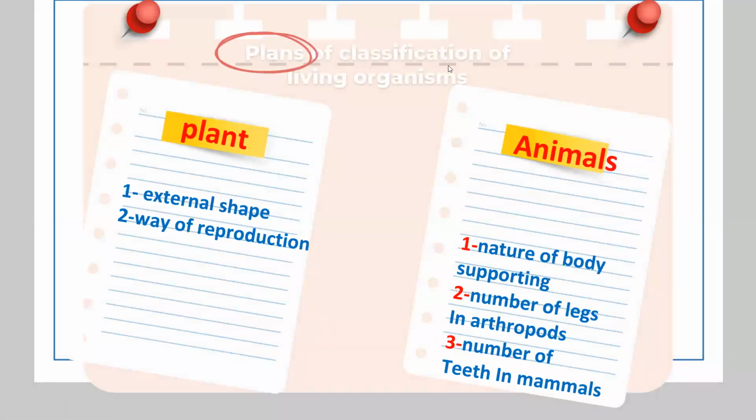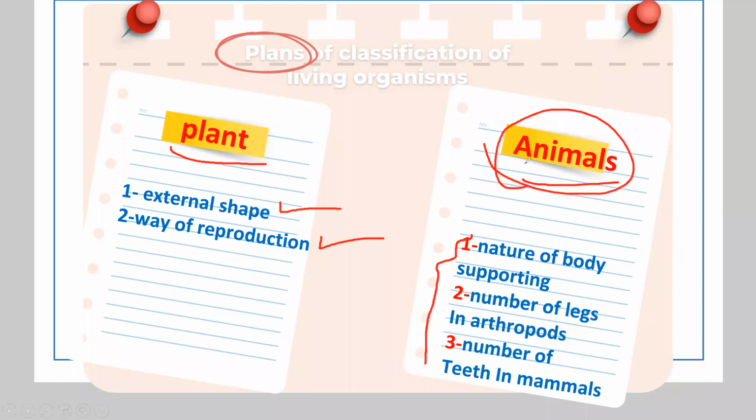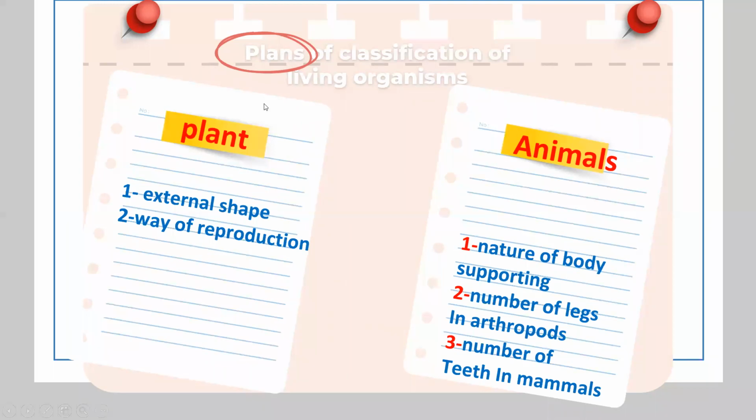We have plans for classification of living organisms, for plants and animals. To classify plants, we use two characteristics: external shape and way of reproduction. And we use other characteristics to differentiate between different animals. But at first, shall we start with the plants? Let's go.